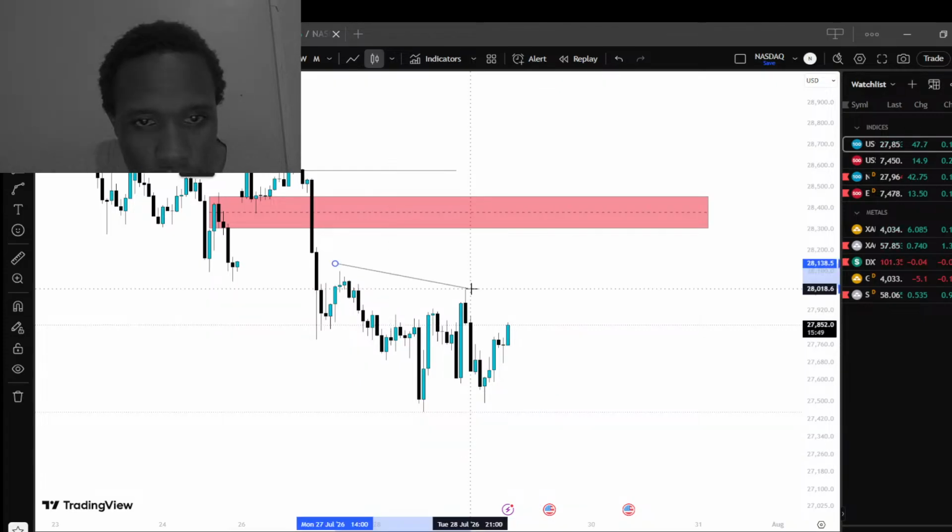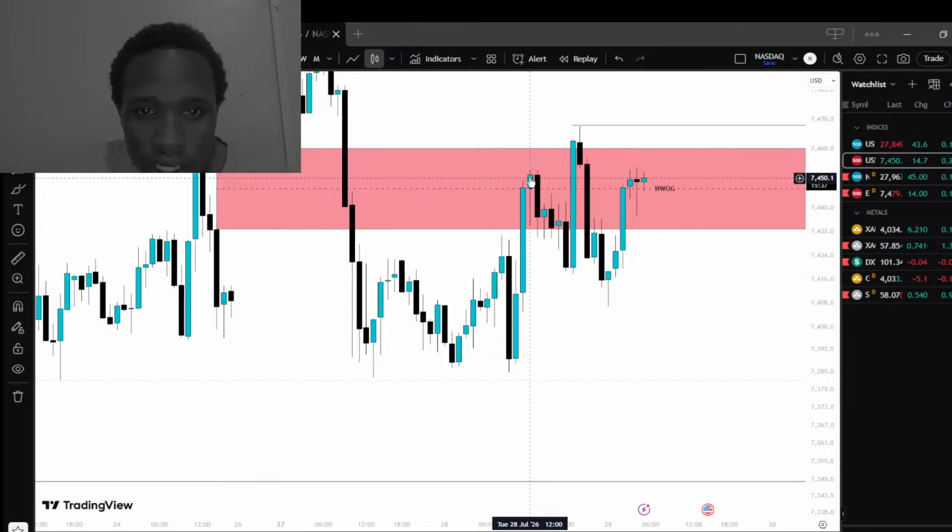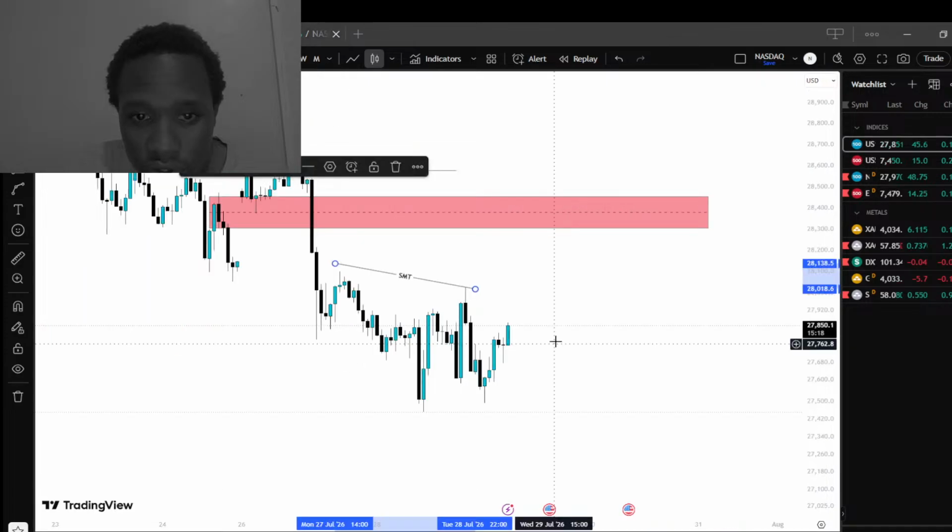So that level, SMT, then on this other side we had a higher high forming. You can see this higher high situation that formed here. That is one of the signatures that price gives us when it wants to drop lower. So that's an SMT, which means the cleaner setup should come from Nasdaq, but that could change even before 9:30, so we will just be observing.